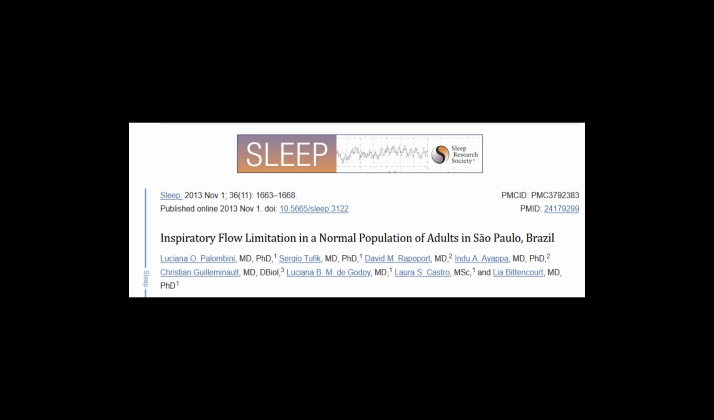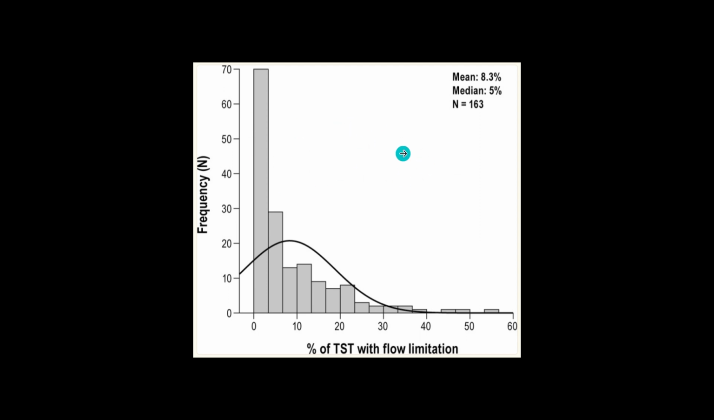But basically, these people are normal and they don't have obstructive sleep apnea, sleep disordered breathing, or upper airway resistance, or, very importantly, any complaints. So subjectively, these people didn't have any problems with their sleep either. This here is the graph of those results. The number of people included in this part of the study was 163. Frequency is the number of people who belong to each of these brackets.